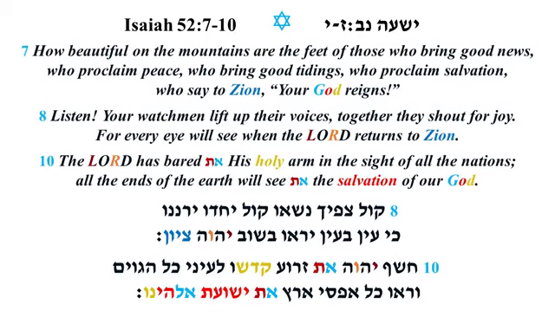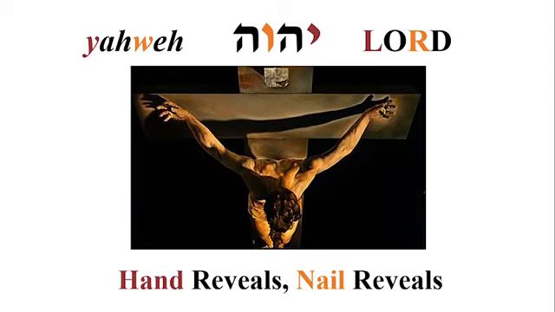In verse 8, I have the Hebrew here. It says, for every eye will see when Yahweh returns to Zion. Nice. And it's Yahweh who is going to return to Zion. That means he was there before. And who is Yahweh? Yud, He, Vav, He. Yud, hand, He, reveals. Vav, nail, He, reveals. The hand reveals, the nail reveals. Hint, hint.